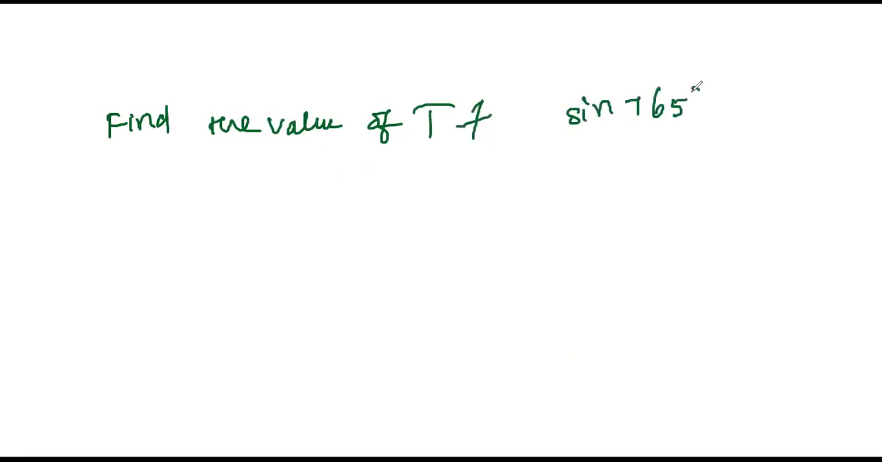In question number 6, they're asking us to find the value of a trigonometric function: sine 765 degrees. You told me that you have learnt the table, but I think that could be only up to 360 degrees. So it is difficult to learn by heart up to 765. So you will break this.